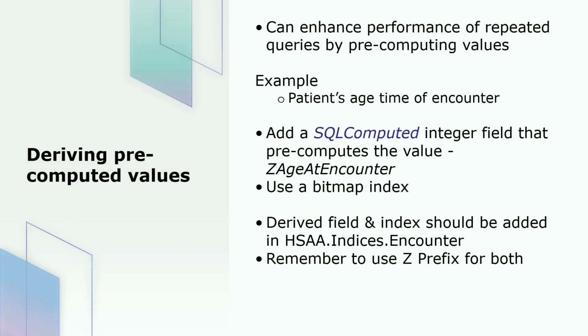A more interesting use case is pre-computed values. So let's say you want to use the patient's age at the time of encounter in your query. Or maybe you want to take a timestamp and cast it as a date. Well, depending on the computation you want to do, the index that was built on the original values of the column just may not be useful, and it will slow your query down.